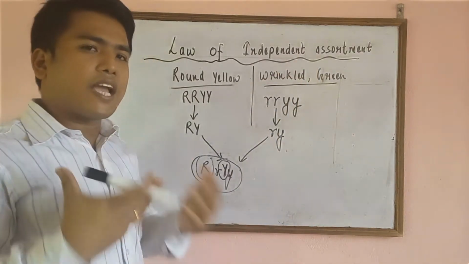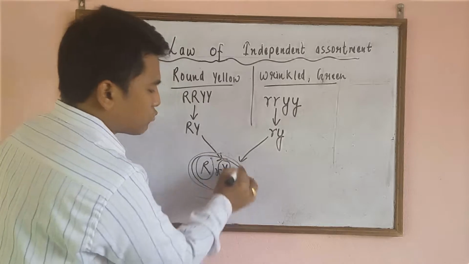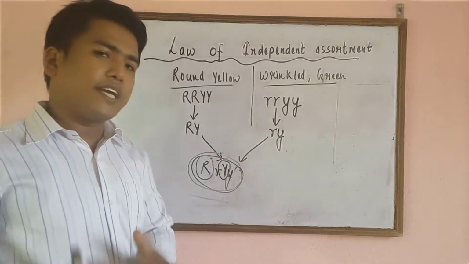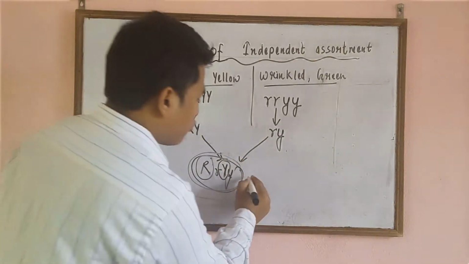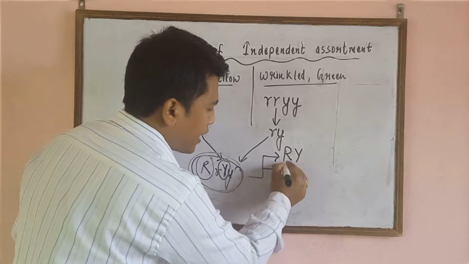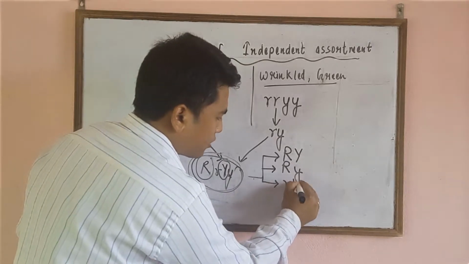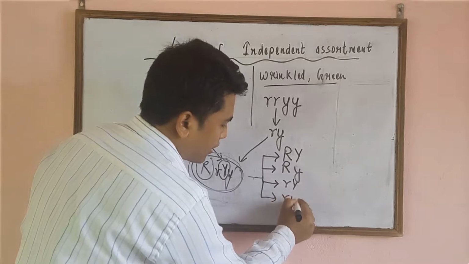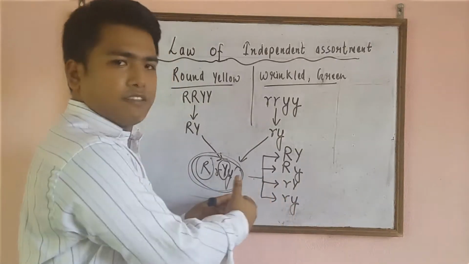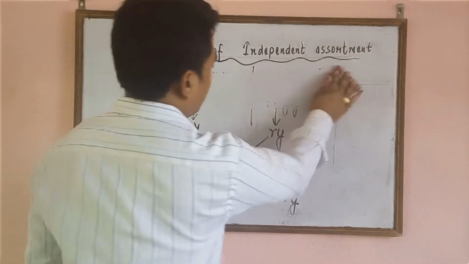But in the second filial generation, if we self-pollinate this one, what will be the product? We have seen that all these are round and yellow, but during gamete formation there may be different patterns. One type of gamete will be capital R and capital Y. Next may be capital R and small y. The next gamete will be small r and capital Y, and another will be small r and small y. These may be the patterns of the gamete. Whenever we self-pollinate this plant, what will be the product?